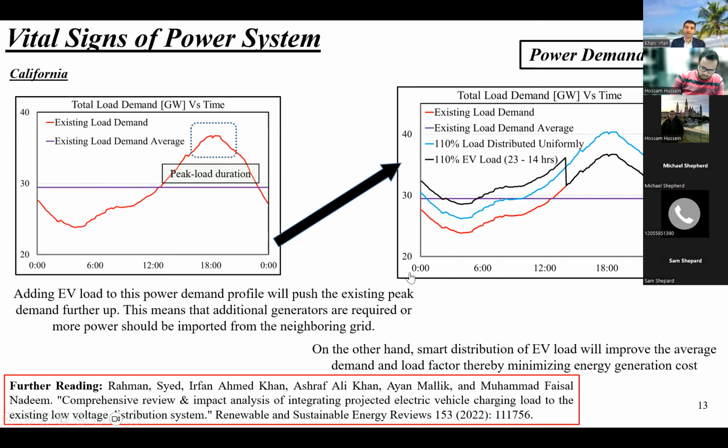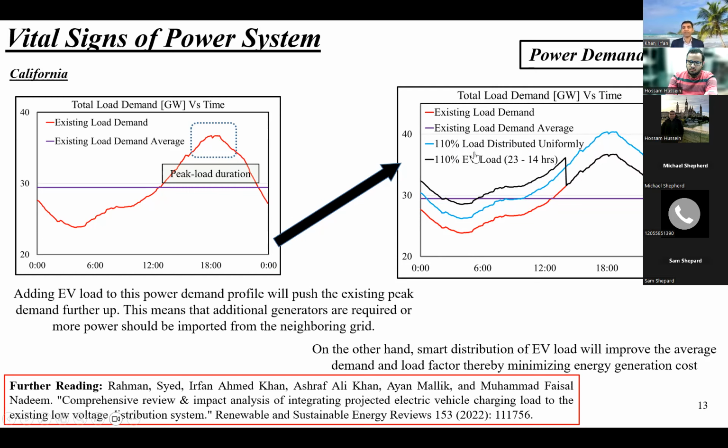Similarly, we thought, okay, let's add EVs to this load, and see the impact of an EV charging station on the same existing distribution system. This red one is the traditional benchmark, the old data, the existing load demand. Then we uniformly distributed the EV load at 10% and checked the impact. So this peak will be much higher.